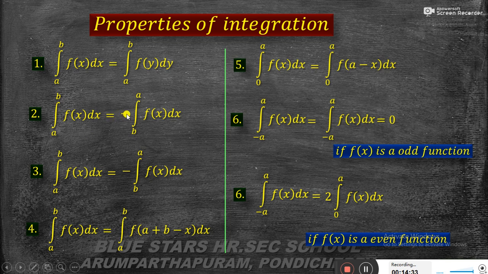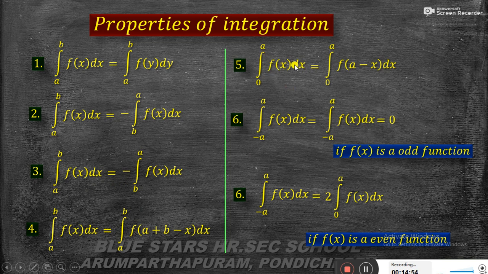So integral a to b f of x dx equals minus of integral b to a f of x dx. That means the interval changes, so minus of integral b to a f of x dx. Next, integral a to b f of x dx equals integral a to b f of (a plus b minus x) dx. Fourth property.